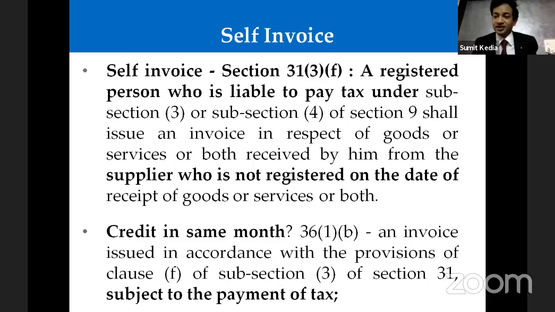So if you see, I'm a registered factory. Let's say I'm a factory manufacturing goods. I receive service from a transporter, GTA. The transporter is unregistered. If I receive service from him, I will be paying RCM, right? Reverse charge mechanism. I will pay tax at the rate of 5%. However, in this case, I should generate a self invoice also.